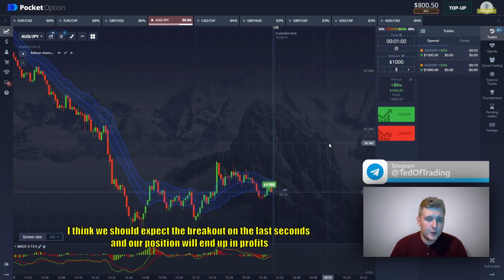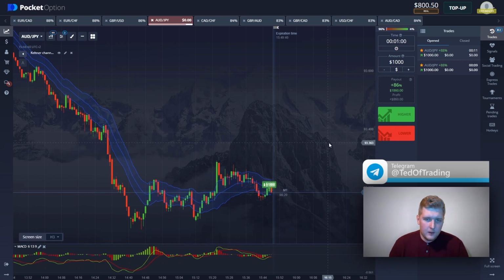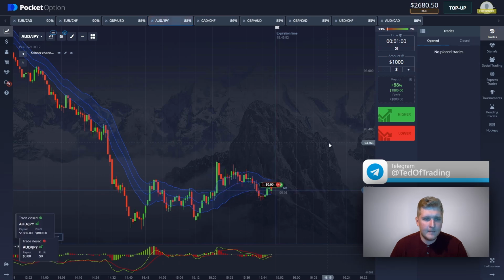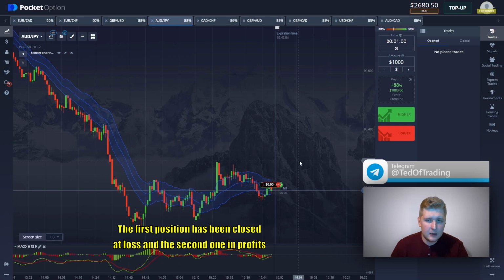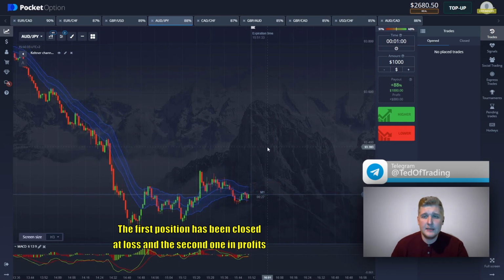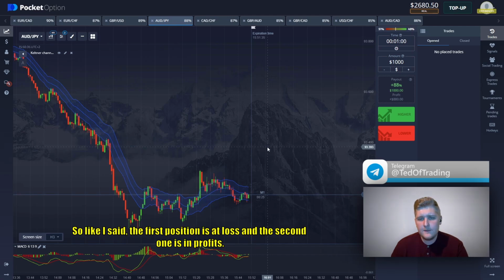I think we should expect the breakout in the last seconds, and our position will end up in profit, guys. There are literally 10 seconds left. The first position has been closed at a loss, and the second one in profit. So like I said, the first position is at a loss, the second one is in profit.